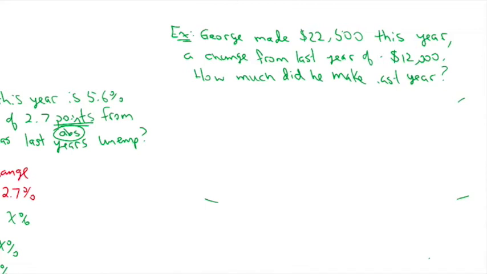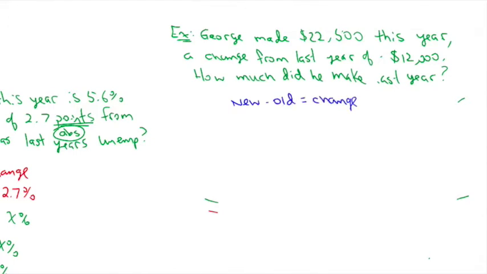George made $22,500 this year, a change from last year of negative $12,000. How much did he make last year? And again, when you think about things, you usually think about people getting raises. But when the economy went down and people lost their jobs, they actually took major pay cuts to get another job. So when we set this up, we'll go new minus old equals change.